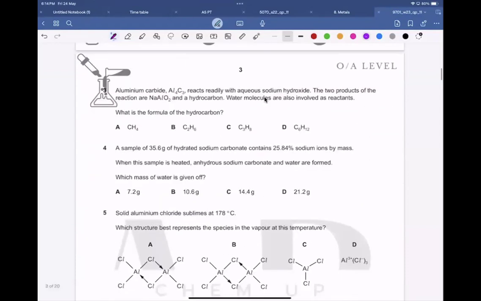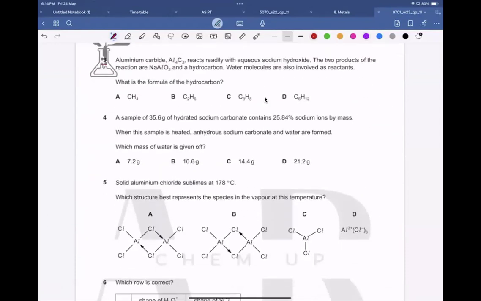Now question number 3. Aluminium carbide, Al4C3, reacts readily with aqueous sodium hydroxide. The 2 products of the reaction are NaAlO2 and a hydrocarbon. Water molecules are also involved as reactants. What is the formula of the hydrocarbon? Aluminium carbide Al4C3 reacts readily with sodium hydroxide. The 2 products formed: one is NaAlO2.